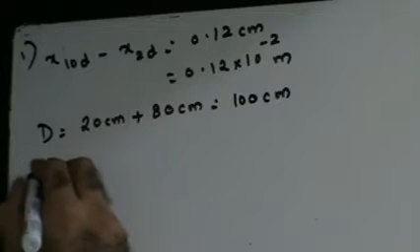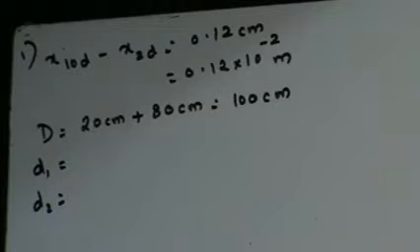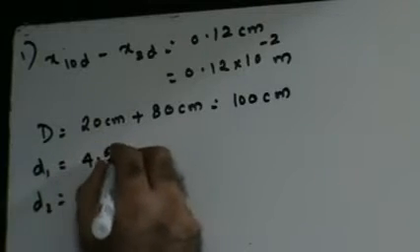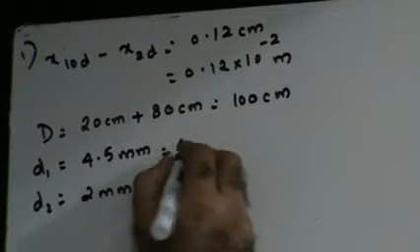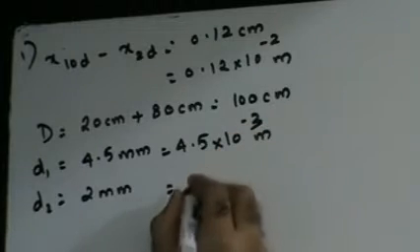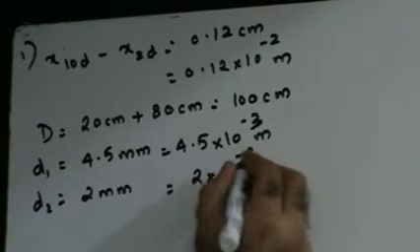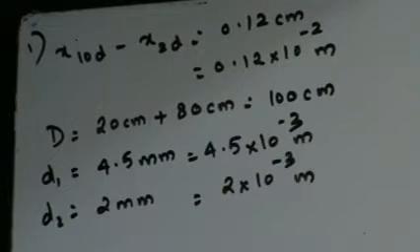If the slit images in two positions are 4.5 and 2 millimeters apart, find the wavelength of light used.